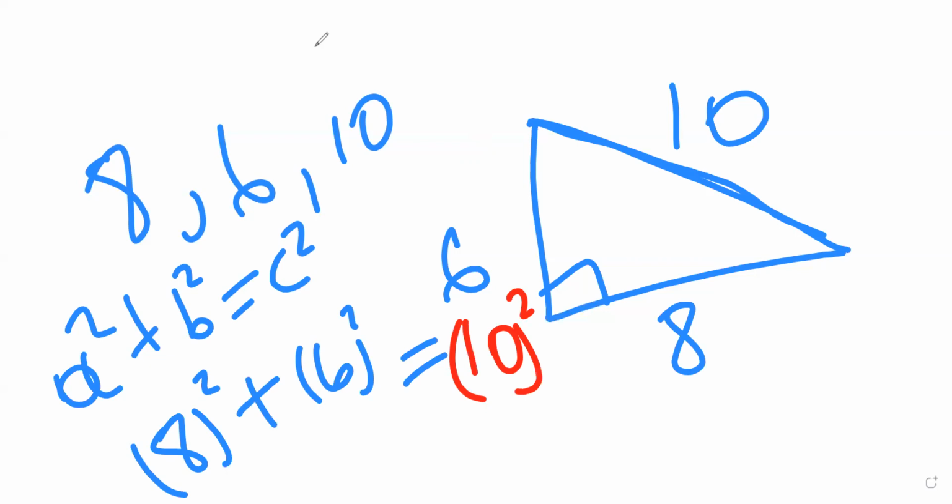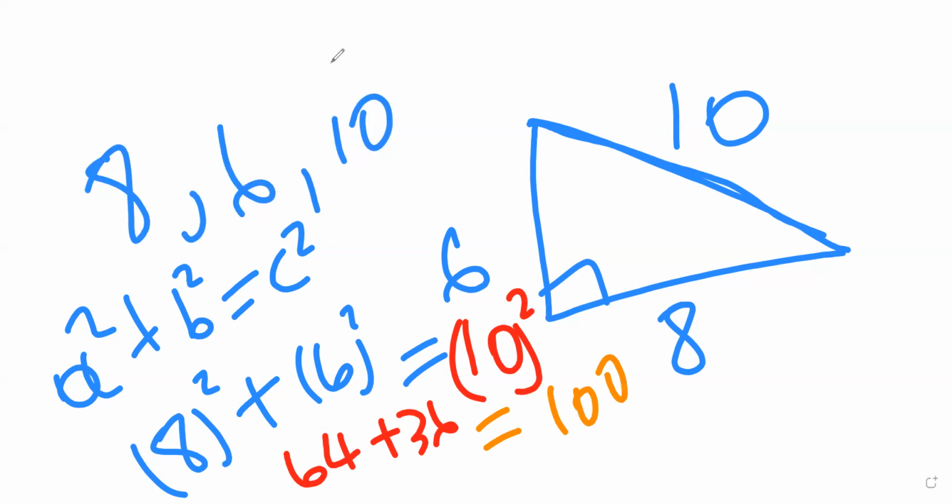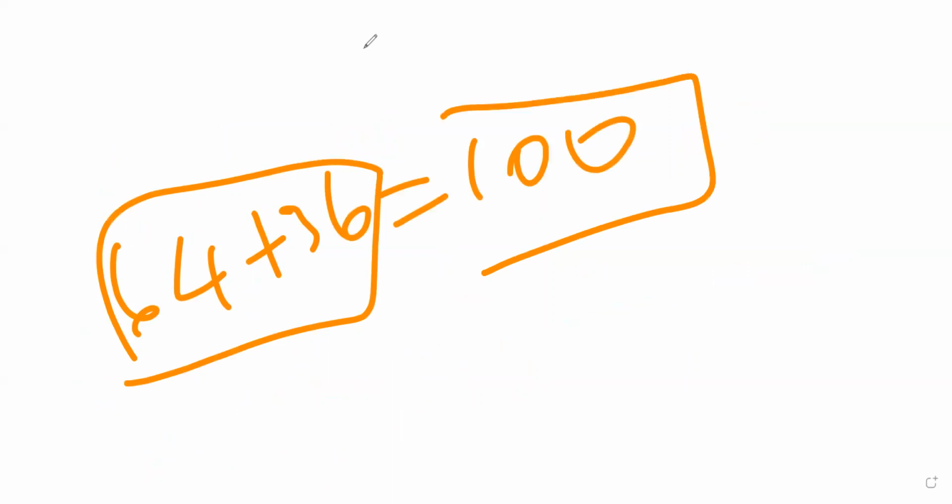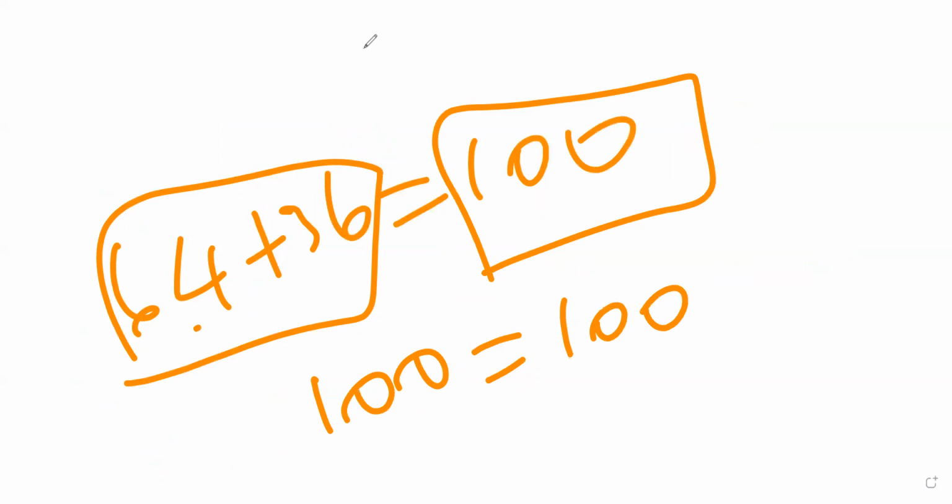If I square 8, I get 64. If I square 6, I get 36. If I square 10, I get 100. Now, let me just erase this. So I would have 64 plus 36 is equal to 100. Let's work out the left-hand side to see if it equals the right-hand side. If you add this, we get 100 on both sides. Therefore, these dimensions, 8, 6, and 10, could be used to form a right triangle.